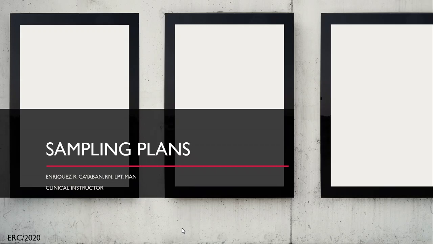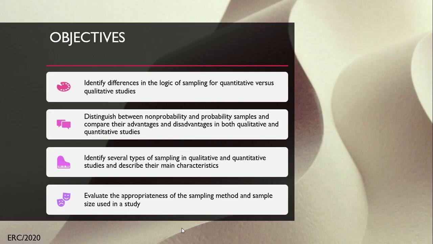Okay, the objectives of our study are, of course, number one, to identify the differences in the logic of sampling for quantitative versus qualitative studies. Okay, number two, to distinguish between non-probability and probability samples and compare their advantages and disadvantages in both quantitative and qualitative studies. Okay, number three, identify several types of sampling in qualitative and quantitative studies and describe their main characteristics. And lastly, evaluate the appropriateness of sampling method and sample size used in the study.